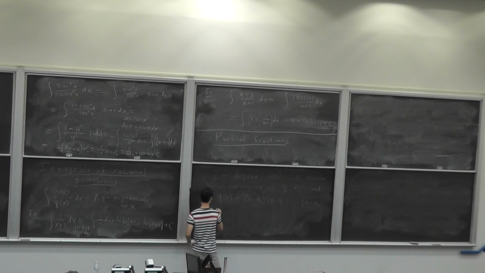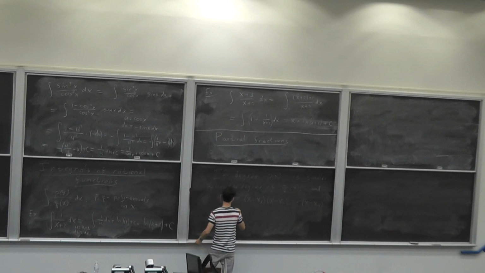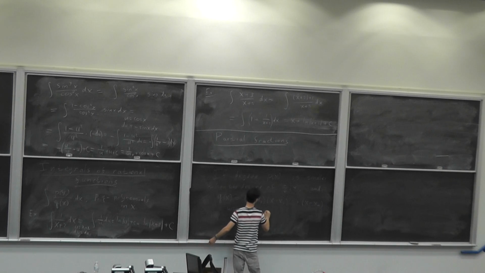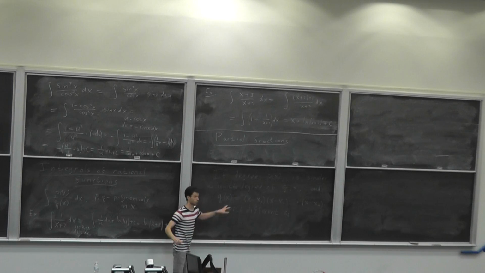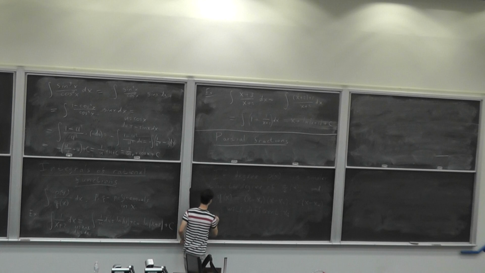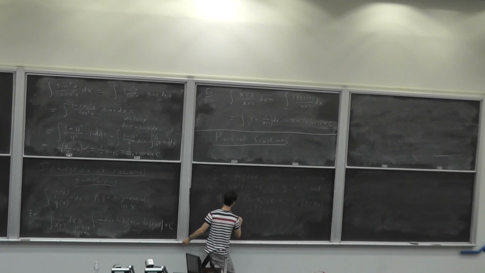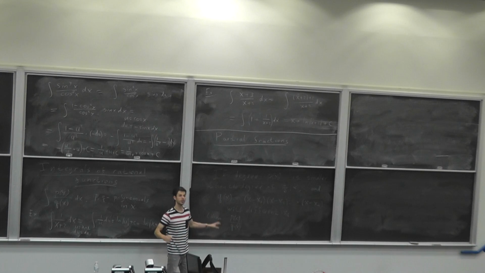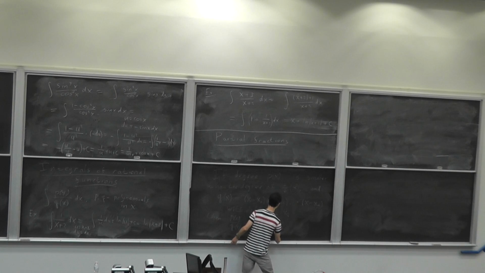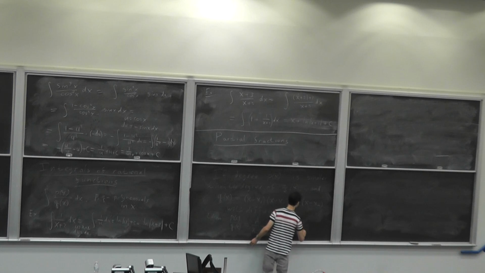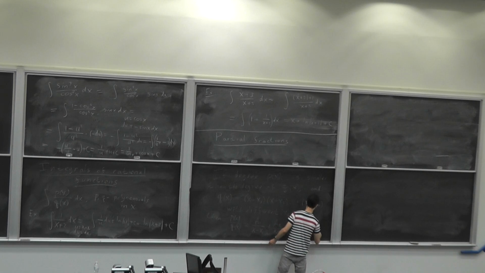Then, and also say the factors are different. So I don't want any repeated factors. Then P of x over Q of x, this complicated fraction, can be written in this way: a number divided by x minus x1, plus a number divided by x minus x2, plus and so on, plus a number divided by x minus x10.